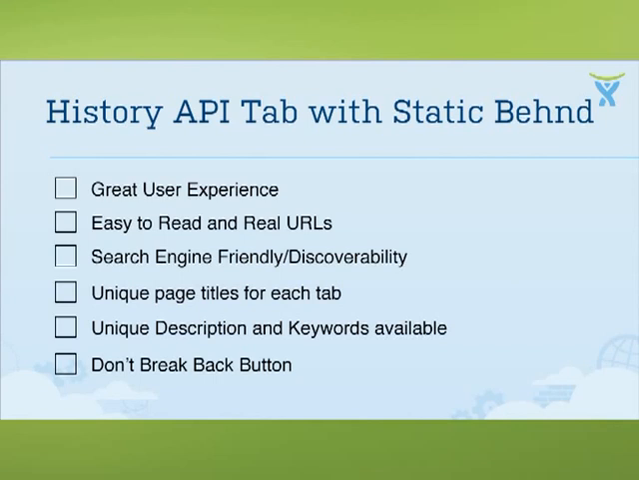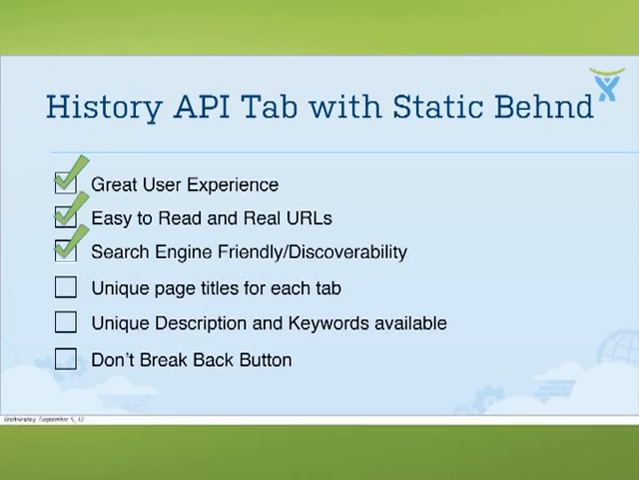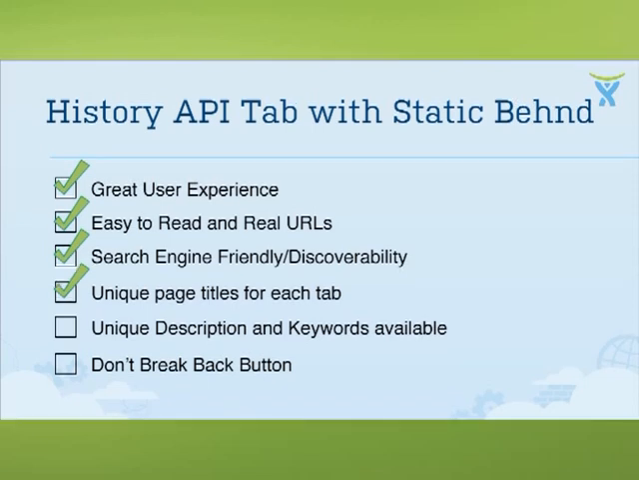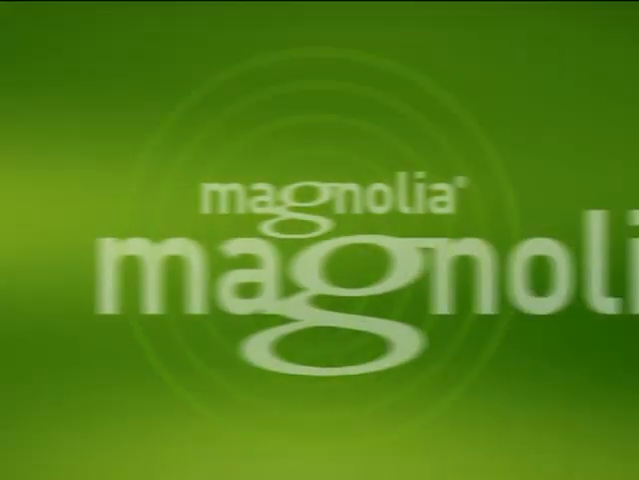So if we look at the report card for this, we have a great user experience, we have easy to read and real URLs, search engine discoverability, unique page titles for each tab, unique descriptions and keywords available, and we didn't break the back button. So we have done a great job of fulfilling the requirements at this point.